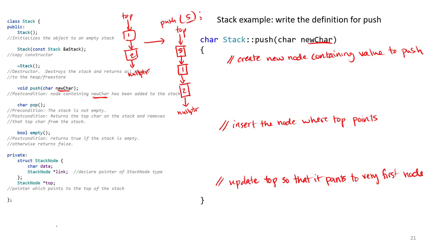So let's go ahead and give this a try. Our first task is to create a new node containing the value that we want to push. To create a new node, we first have to create a pointer that points to that node. So I'm going to go ahead and just create a pointer of stack node type.